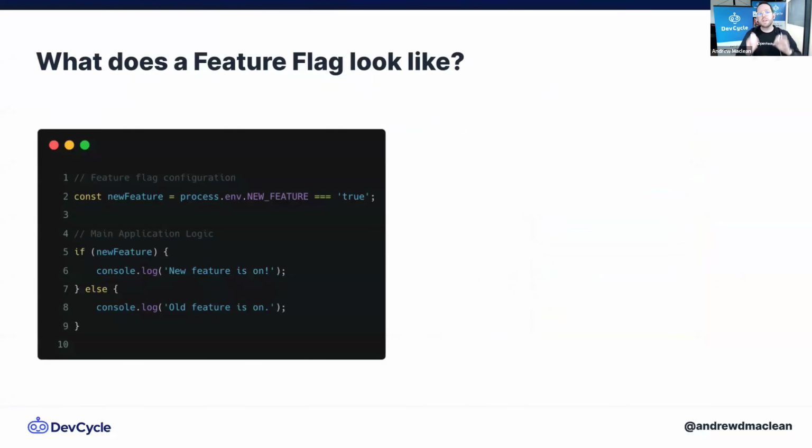So what does a feature flag look like in code? Here's an example of a really, really simple JavaScript feature flag setup. You can see here, there are two pieces. The first is the actual feature flag configuration, that new feature constant there that's pulling its value from an environment variable called NEW_FEATURE. And then below, we have our application logic where we're implementing that feature flag configuration, where if that new feature variable is set to true, then it's going to show in your console log, my new feature is on, and otherwise it's going to show old feature is on.